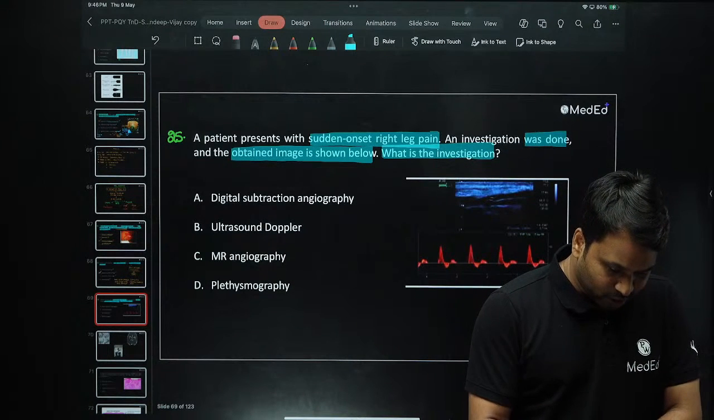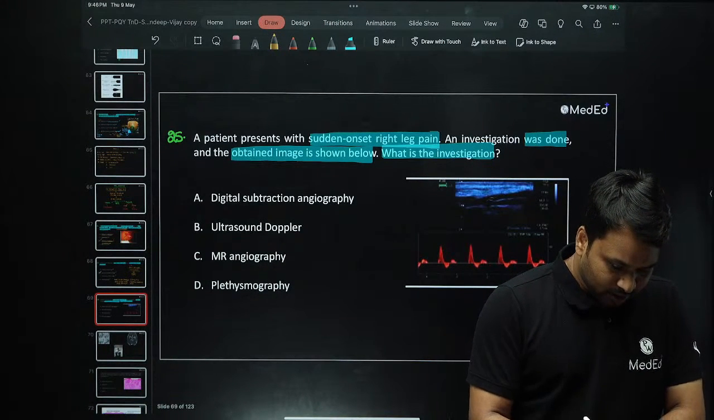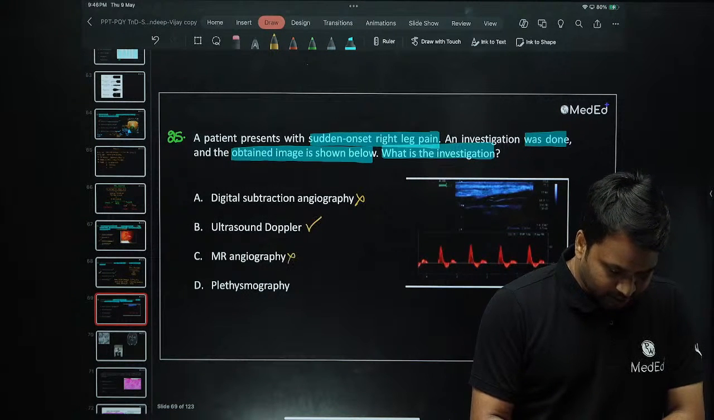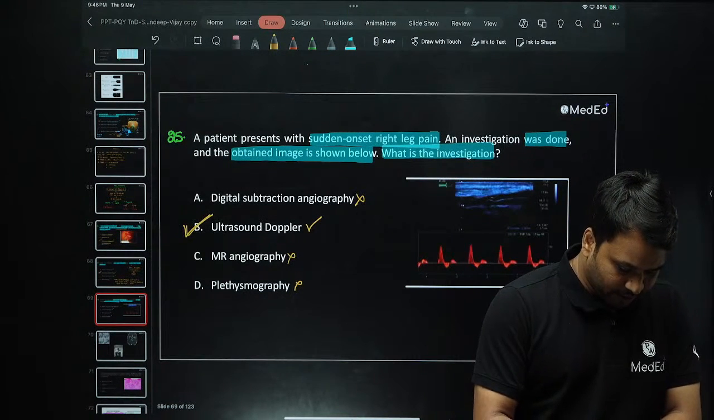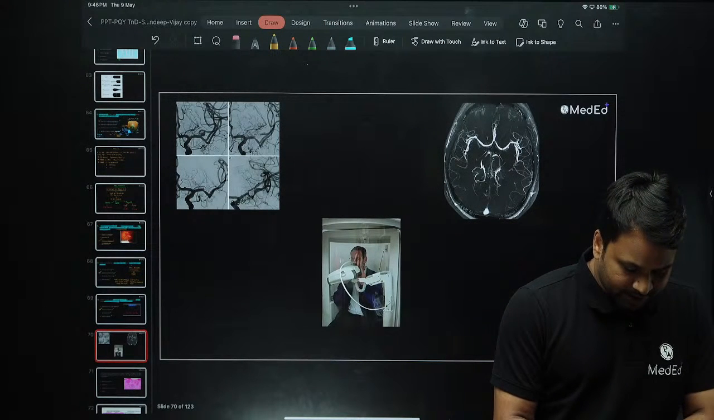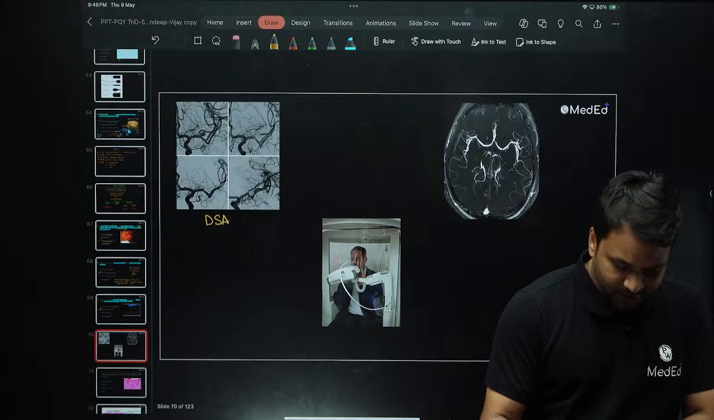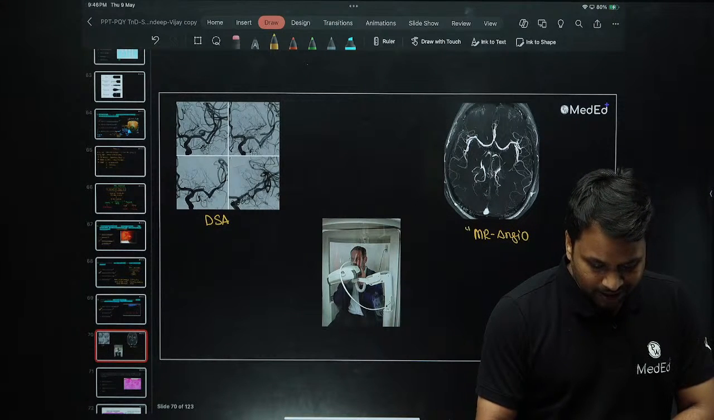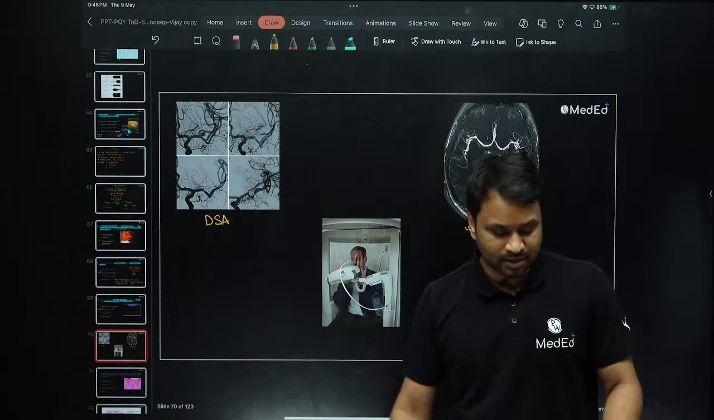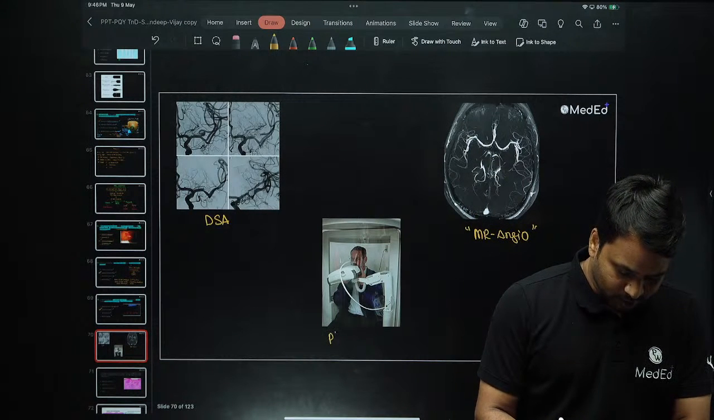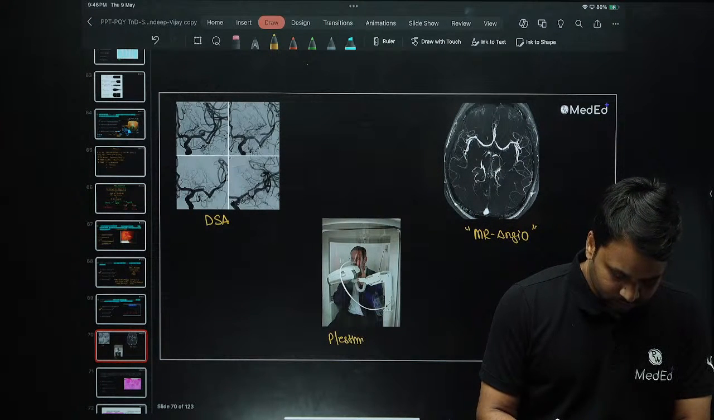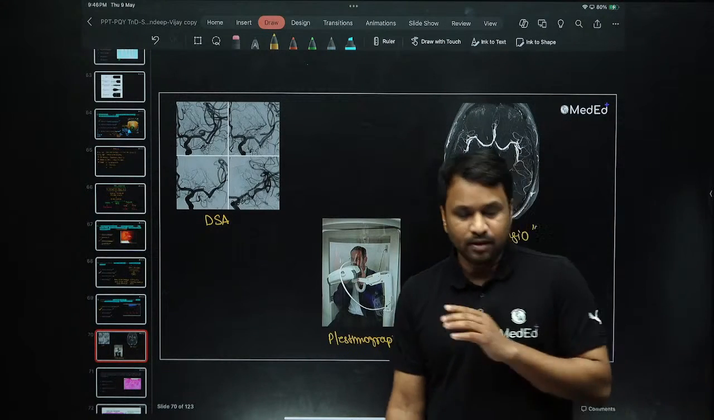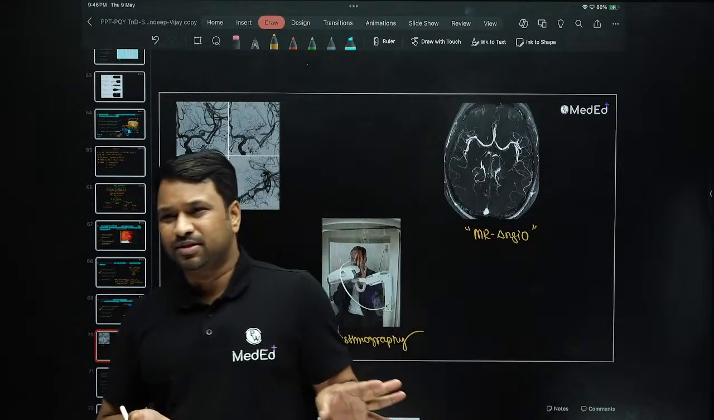So the answer is going to be, this is nothing but what? It's not a DSA, it is an ultrasound with Doppler, not MR, not plethysmography. So B for Bombay. This is your DSA, digital subtraction angiography. This is your MR angio, as you can see with the background of the vessels as well as the brain, and this is your plethysmography. So these are the images, pretty straightforward.